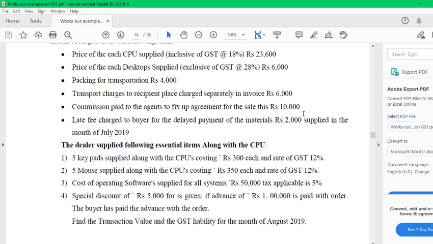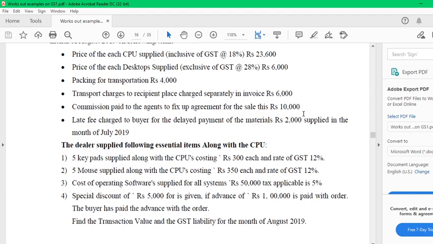In this case, as blended relationships are there, the GST rate of the main product, the principal product, will be applicable. Here the CPU is the main product. The other items are related products, without which it can't function. But the CPU is the main product, known as the principal product. It is machinery. Therefore, the main product's GST rate is applicable for calculating.